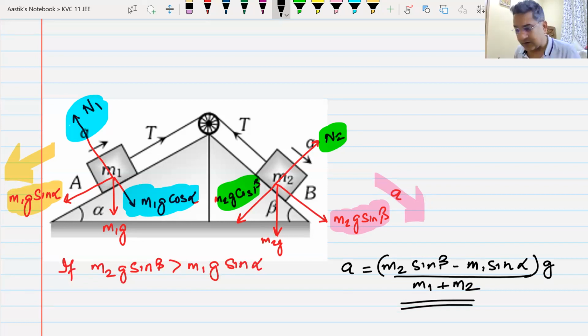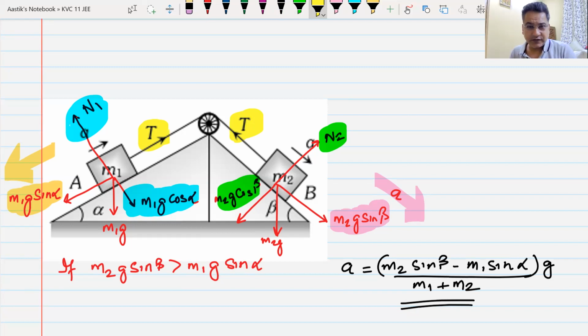Now you can make the equation of any one of the blocks, whether block M1 or block M2, and you should be able to get the value of this T or this T, because both the T's are the same. Do we understand this? Yes, sir. What was so difficult in this? So the same question as what we had done.